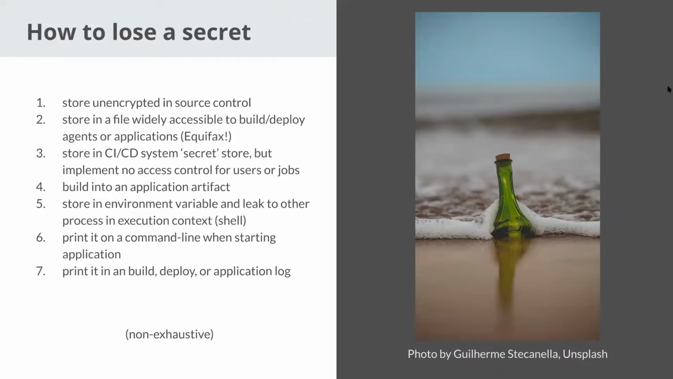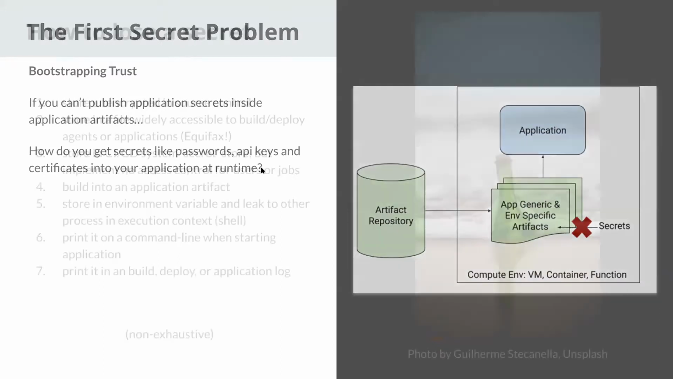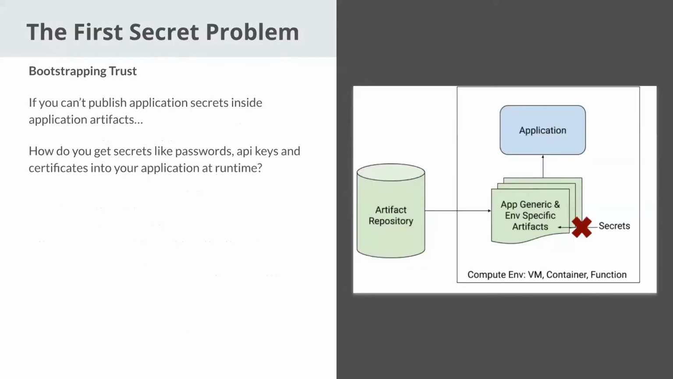So I'm going to talk about how you secure at least the first part of the delivery process. Like once it gets in the application, not much, we're not going to talk about that stuff today. So I want to start with what I call the first secret problem. And this is a general problem in the security space and delivery space, which is like you have to bootstrap trust of your application process.